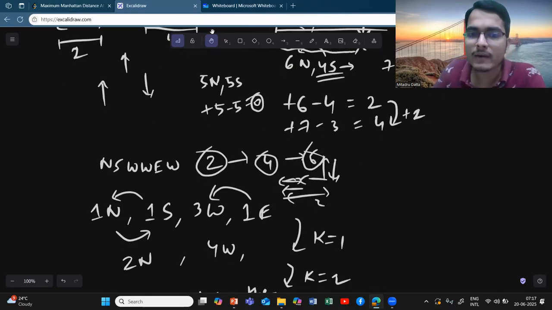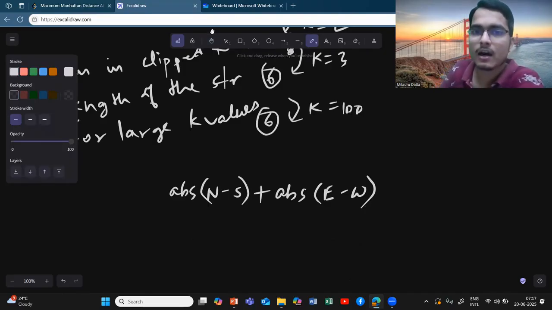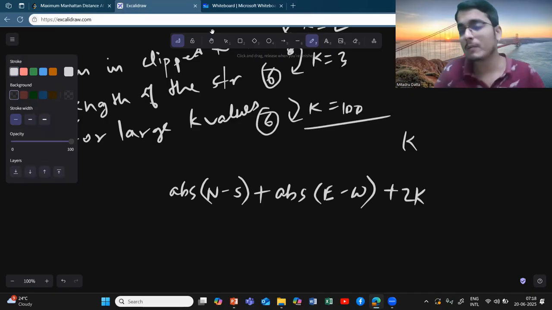So here I am calculating the Manhattan distance of the whole string without changing anything. Now if I were to successfully perform all the k operations, I will end up adding 2k. But you may ask, you can perform all the k only if it is possible. What if it is not possible? Let's say k is 100, then some of the k you will perform and some you will not perform.